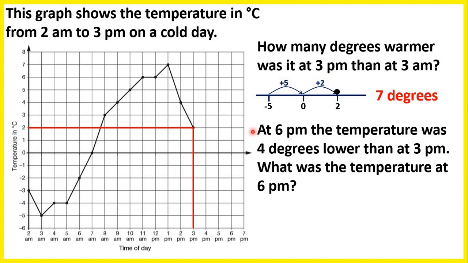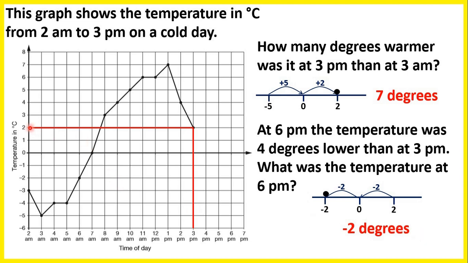Now, at 6 PM, the temperature was 4 degrees lower than at 3 PM. What was the temperature at 6 PM? So we know that the temperature at 3 PM was 2 degrees, and we need a temperature that's 4 degrees lower. So from 2, we can subtract 2 to get to 0, but then because we need to subtract 4, we can subtract another 2, because 2 and 2 make 4. So 0 minus 2 is -2, which means that the temperature was -2 degrees.